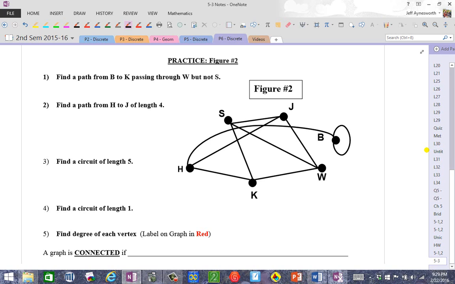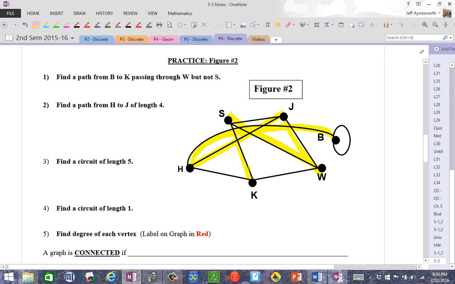All right, we're back now, and hopefully you gave all these a shot. So one path from B to K through W, but not through S, is the following here. Let me get a highlighter here so we can start at B. Here's B, and we've got to get to K, but we've got to go through W. So we're going to zoom all the way over here to H, to J, back down to W. You've got to go through W, to S, down to K.